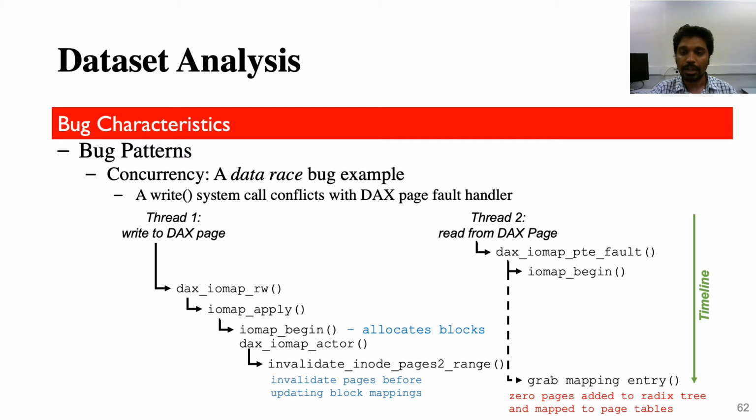After the write, the routine invalidates pages before updating the block mappings. But due to lack of proper locking, thread 2 may grab this mapping before it is updated. As a result, 0 pages are added to the radix tree and mapped to the page tables. This inconsistency is fixed by locking the exception entry before mapping the blocks.